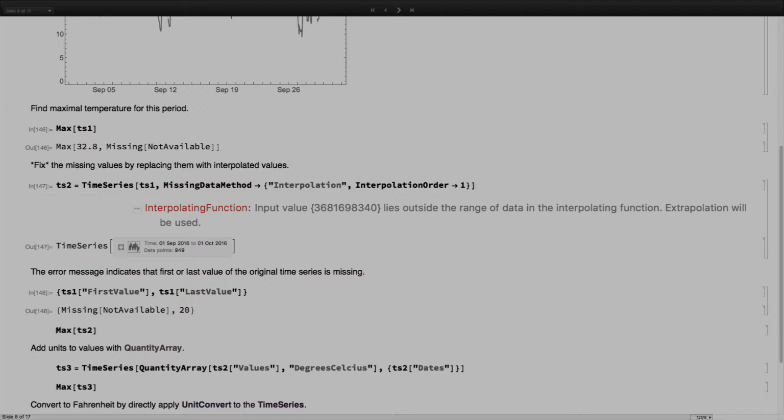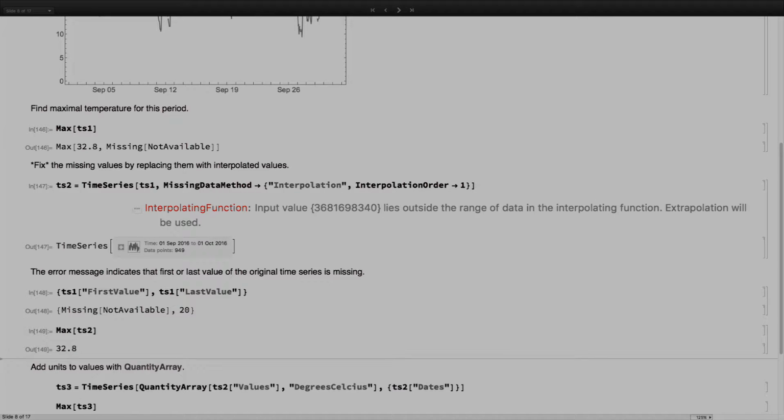Okay, but now when I apply the maximum to the fixed time series, TS2, I got the clean-cut number. But I'm still not really happy with this. I would like to know what units it is. Because if I look at the 32.8, and you tell me the temperature is 32.8, I go like, but you mean Celsius or Fahrenheit? Because that changes the picture completely.